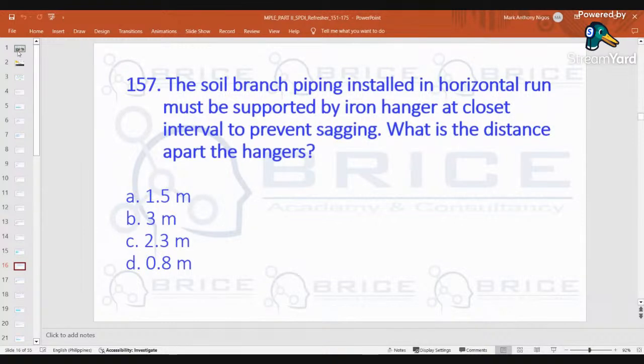157. The soil branch piping installed in horizontal run must be supported by iron hanger. The closest interval to prevent sagging. What's the distance apart of the hangers? A. 1.5, B. 3 meters, C. 2.3 meters, D. 0.8. Answer is 1.5 meters. The distance is 1.5 meters apart for the hangers.